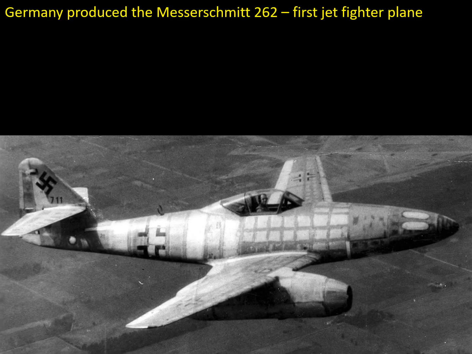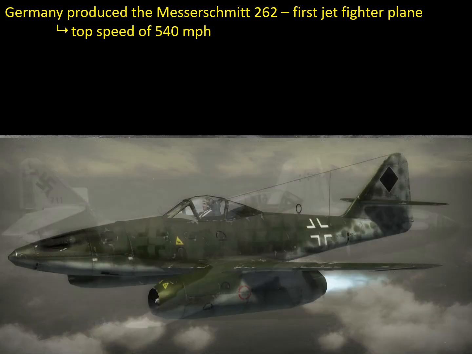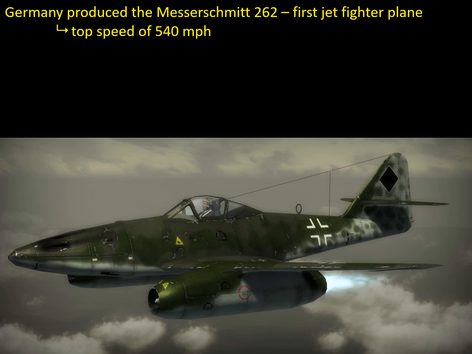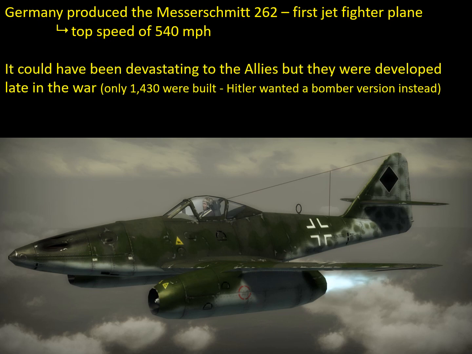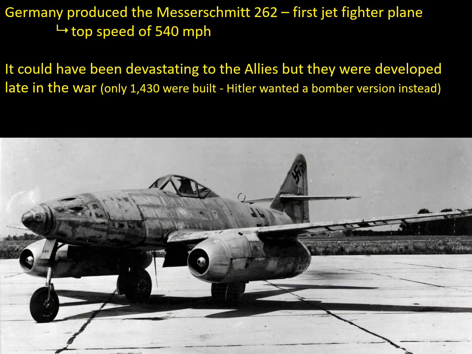Now, Germany will produce the first jet fighter plane ever used in a war, the Messerschmitt 262, at a top speed of 540 miles per hour. It could have been devastating to the Allies, but they were developed late in the war. Only 1,430 were built. Hitler actually wanted a bomber version instead. So basically, it was too little, too late.